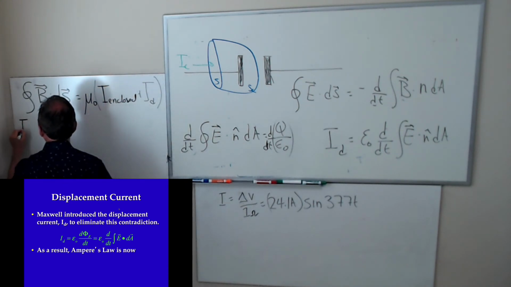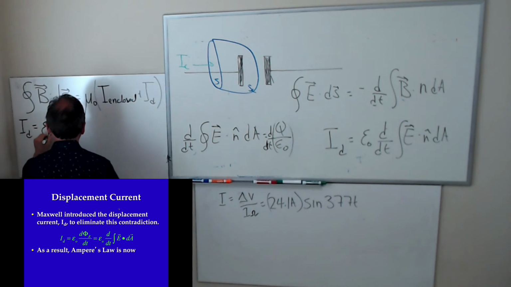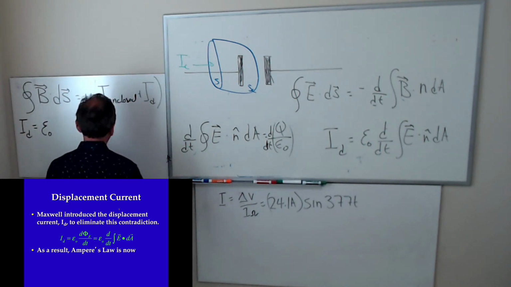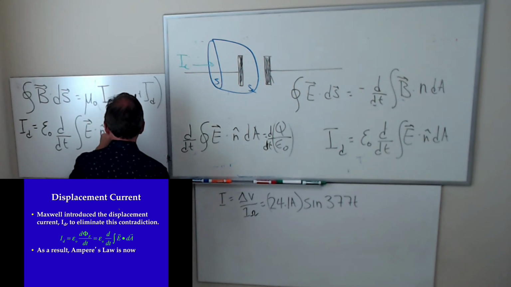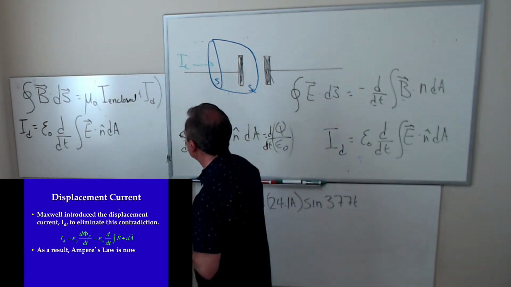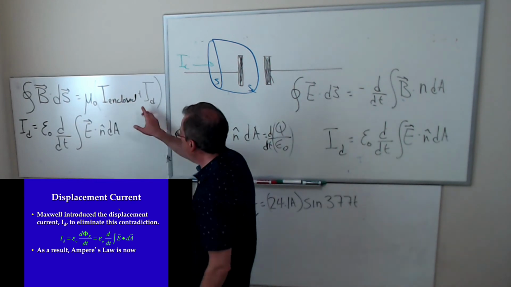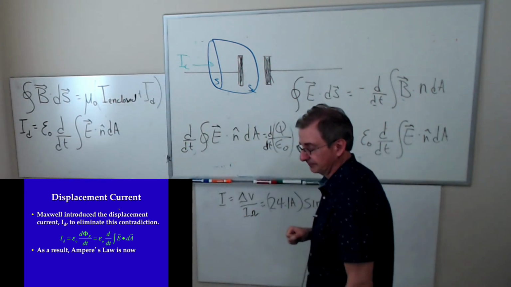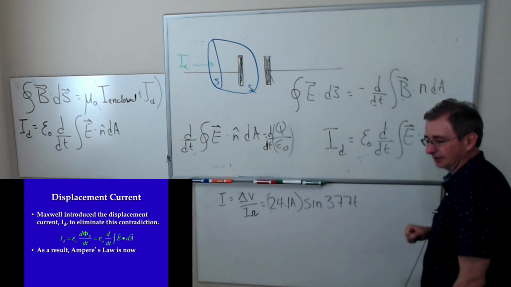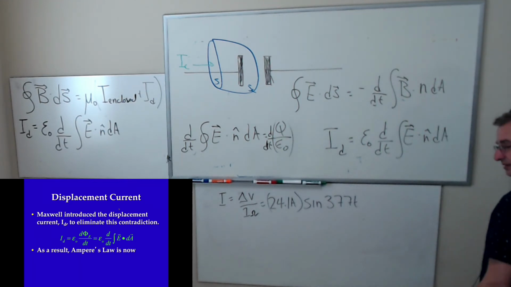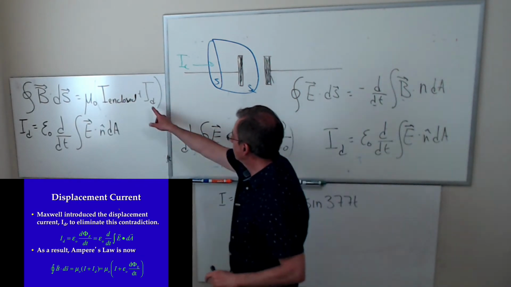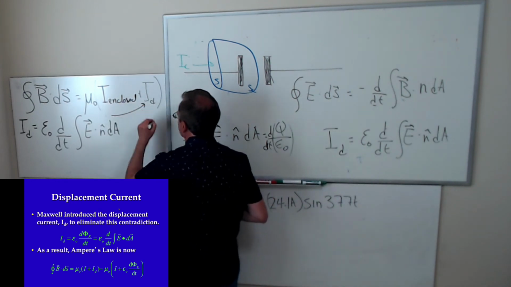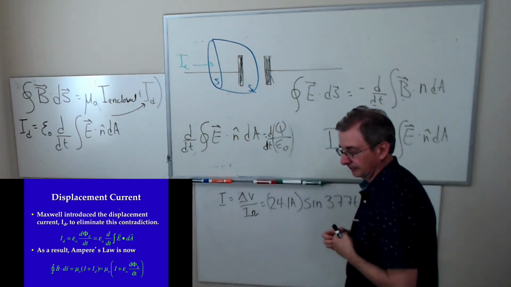So I sub d is epsilon naught times d by dt of the integral of E dot n, and this is over an open surface. This is what was missing. You throw that in and now everything works. So now that's what Ampere's law looks like. Ampere's law has this term in it, the displacement current.